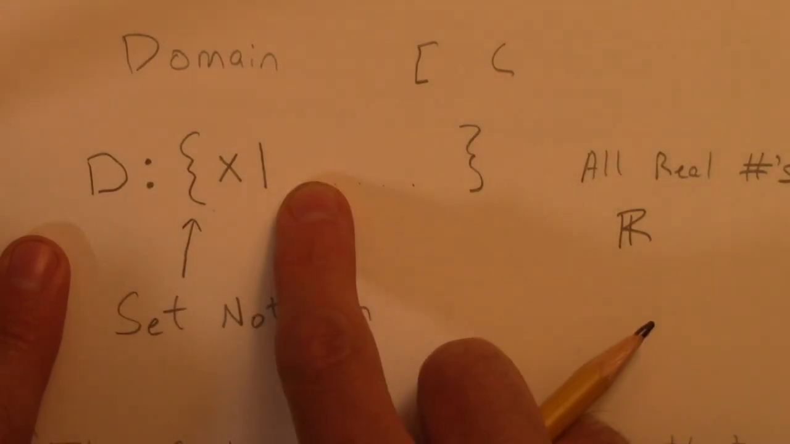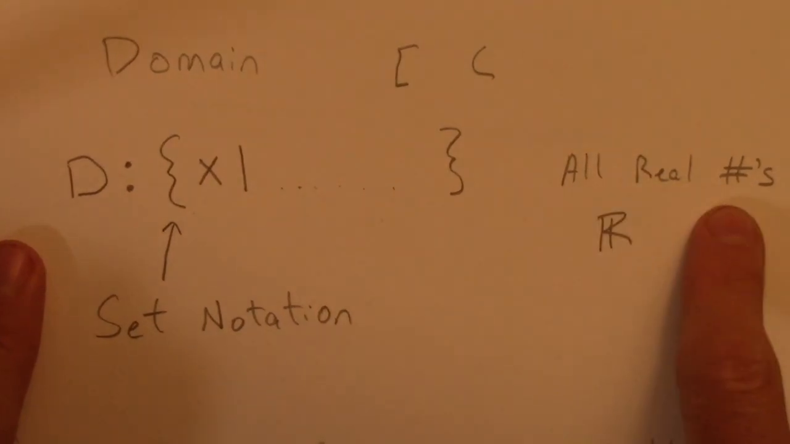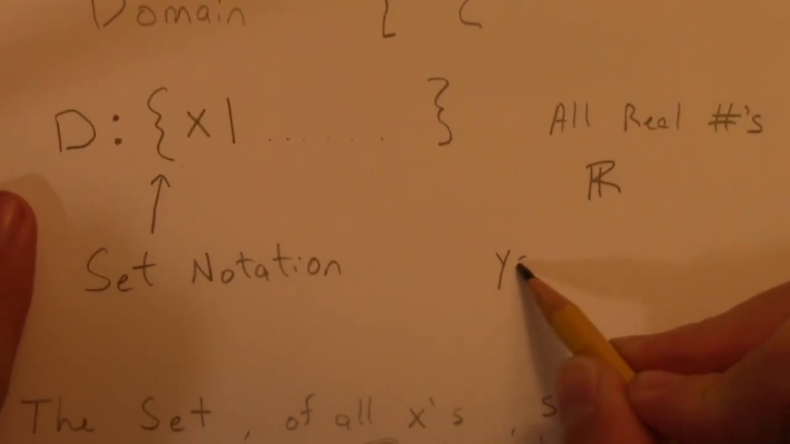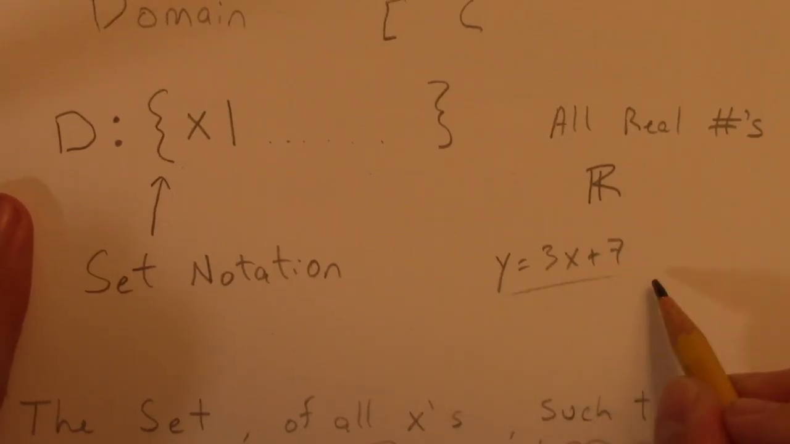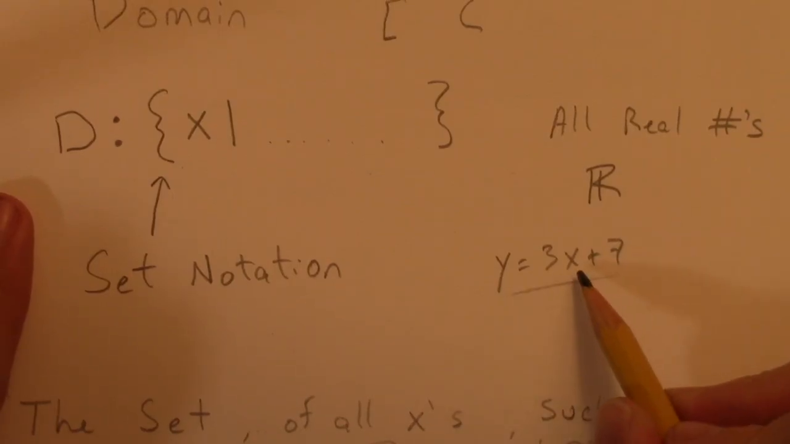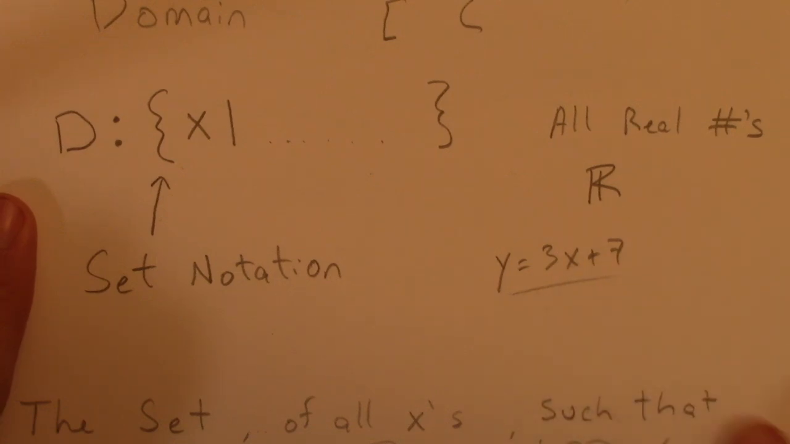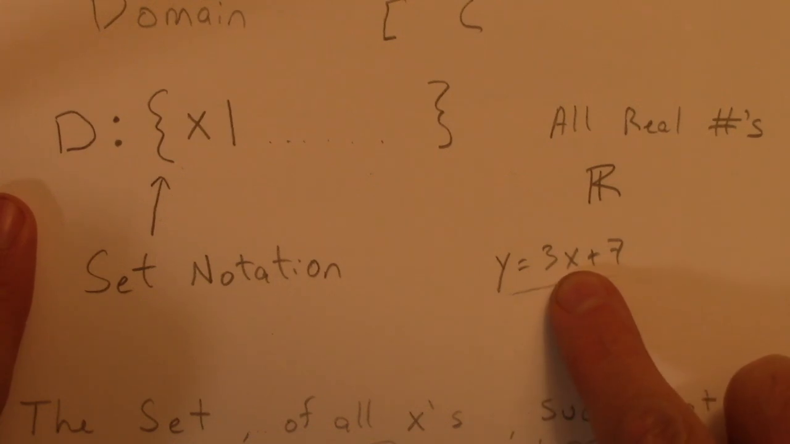Now the exception to that is, what if it's all real numbers? Like what if you had an equation like y equals 3x plus 7? What's the domain of this function? All real numbers. Why? Because I can plug in anything. There's no fractions here. There's no square roots. There's nothing to really worry about. There's no illegal things that happen in math that's going to keep me from getting a real number out. I can plug in any real number here, and I get a real number as an answer.